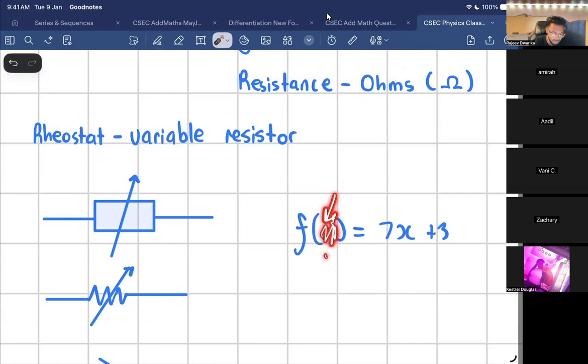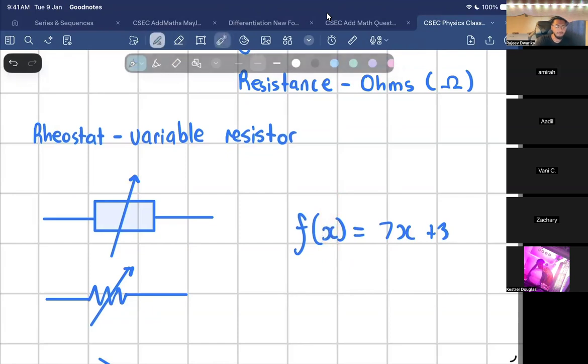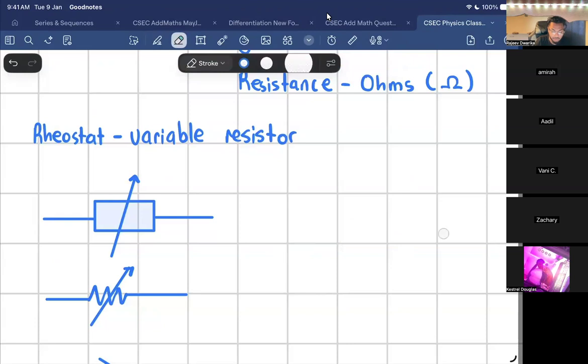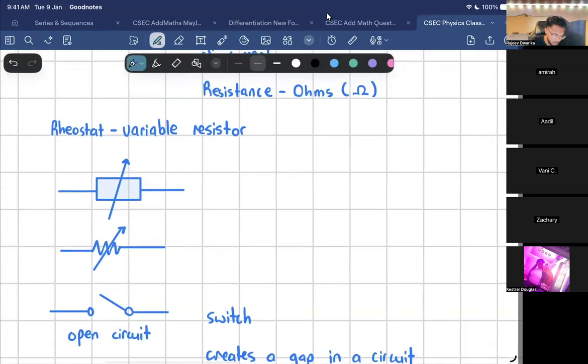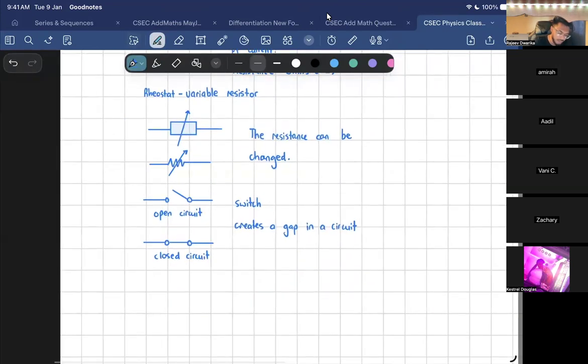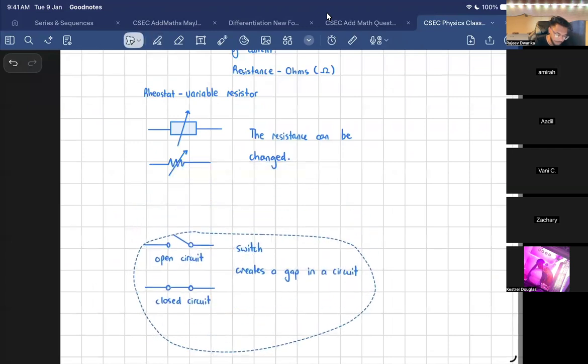If I wanted, I could say this is 2. If I wanted, I could say this is 5. So you understand? A variable means that's something we could change. So in our variable resistor, we could do what with the resistance? Change the resistance. So we're changing the resistance.